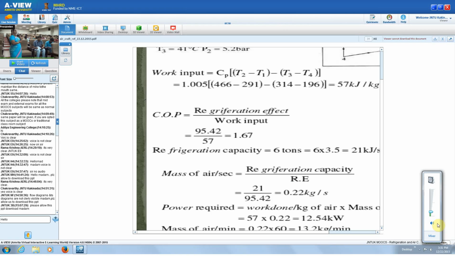Then the power required. The total power required for that tonnage is the work done per kg of air into the mass of air. We have already found the work input is 57 kilojoules per kg. You multiply that with the mass of air per second, 0.22, then you will get the power in kilowatt. So 12.54 kilowatt.